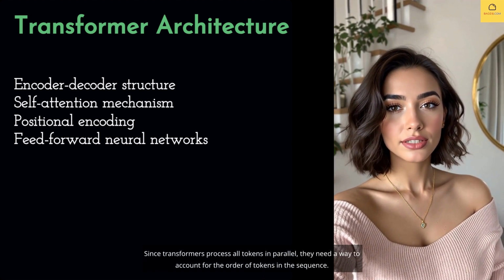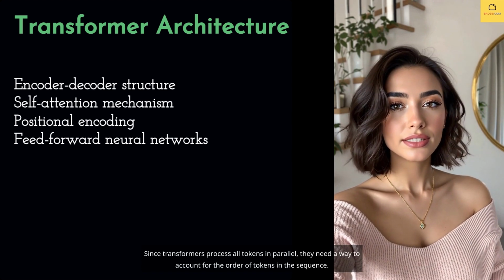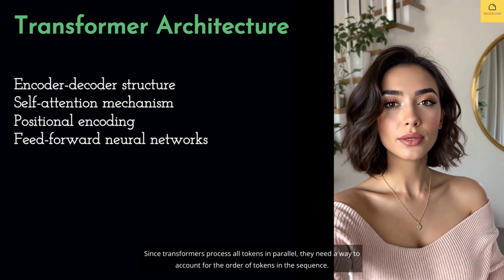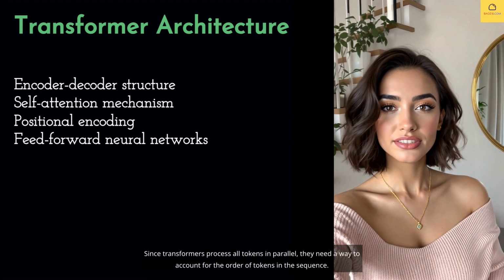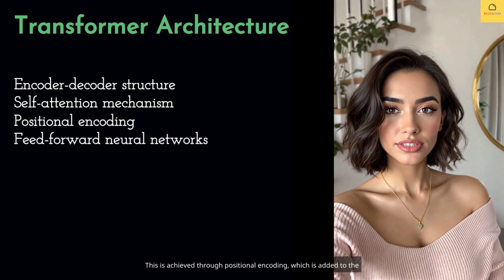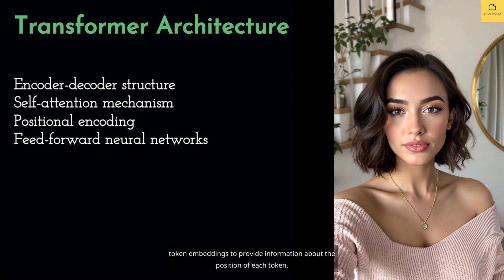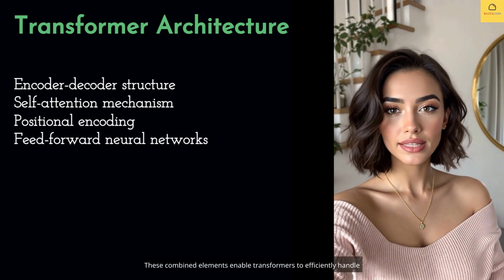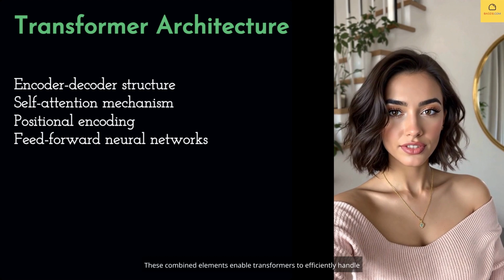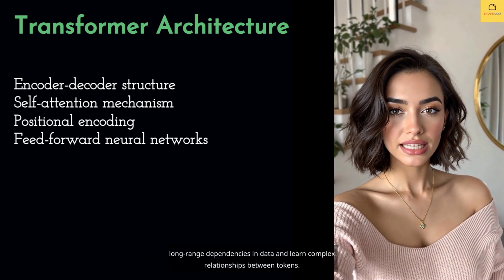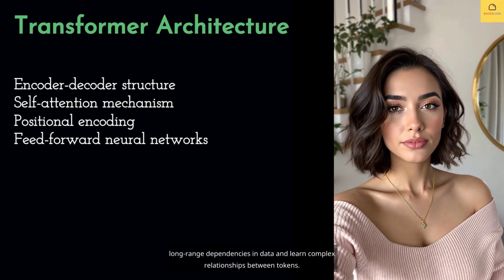The self-attention mechanism allows the model to focus on different parts of the input sequence, while the feed-forward neural network refines the representations. Since transformers process all tokens in parallel, they need a way to account for the order of tokens in the sequence. This is achieved through positional encoding, which is added to the token embeddings to provide information about the position of each token. These combined elements enable transformers to efficiently handle long-range dependencies in data and learn complex relationships between tokens.